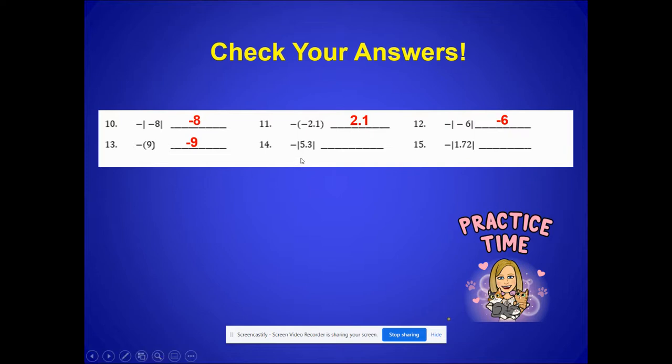Number 14. The opposite of the absolute value of 5.3 is a -5.3. Number 15. The opposite of the absolute value of 1.72 is a -1.72. Just remember, if you have a negative sign on the outside of your absolute value bars, your answer is going to be negative.